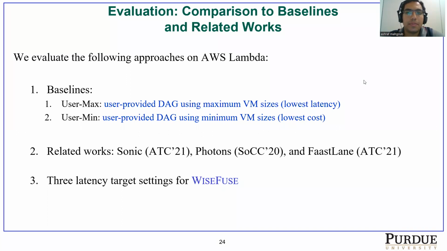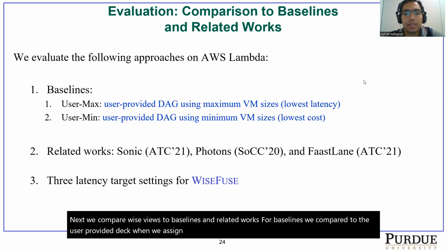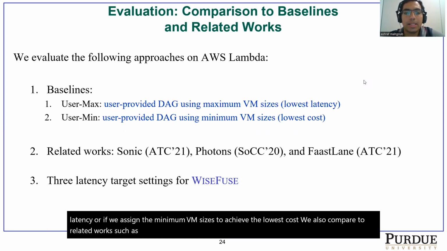Next, we compare WISEFUSE to baselines and related works. For baselines, we compare to the user-provided DAG when we assign the maximum VM sizes so that we achieve the lowest latency, or if we assign the minimum VM sizes to achieve the lowest cost. We also compare to related works such as Sonic, Photons, and Fastlane. And finally, we show how WISEFUSE adjusts its execution plan according to different latency settings.